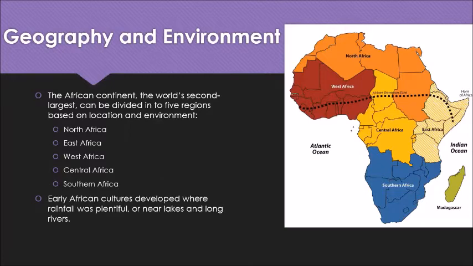Now, the cultures that develop, at least early on in Africa, follow a couple of different things. They develop where there's a lot more rain, and near lakes. So basically, any sources of water is where we're going to see cultures first start to develop.